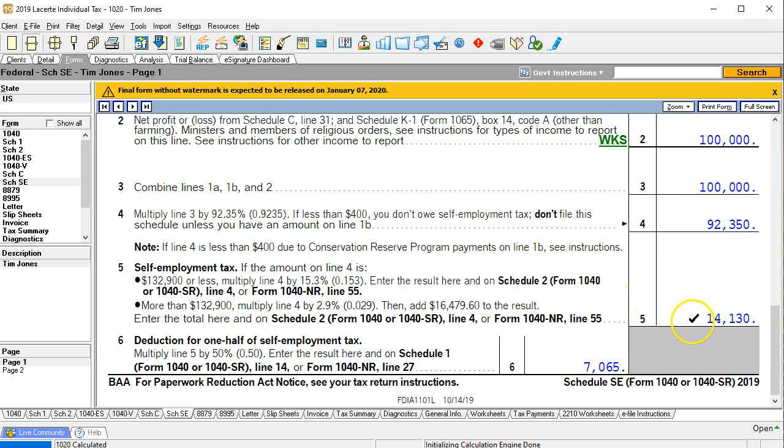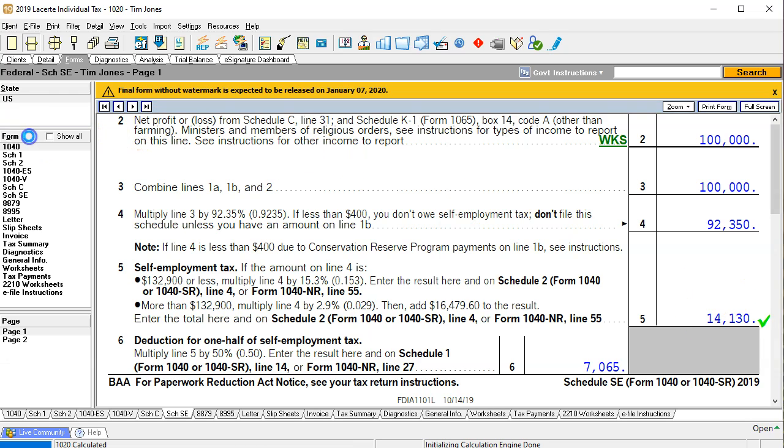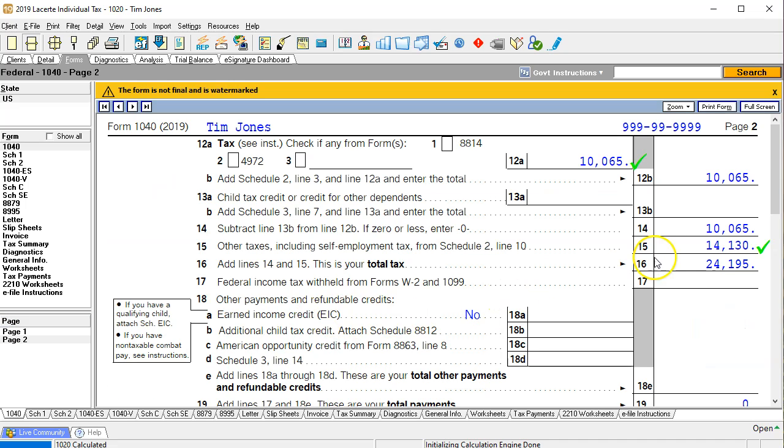But in essence, we get down to the 14,140 then, reported on the Schedule SE. That then is what's going to be recorded on the 1040 page 2, added to the federal income tax. That's added to it. So that's significant, of course.